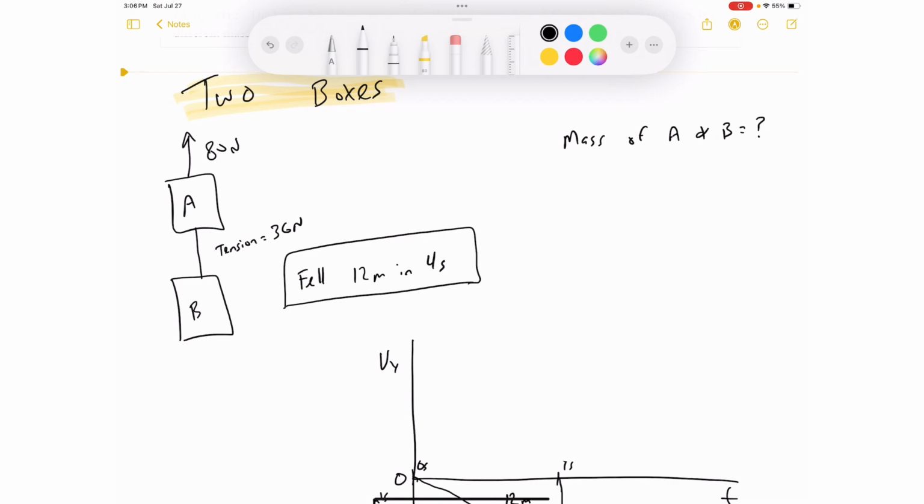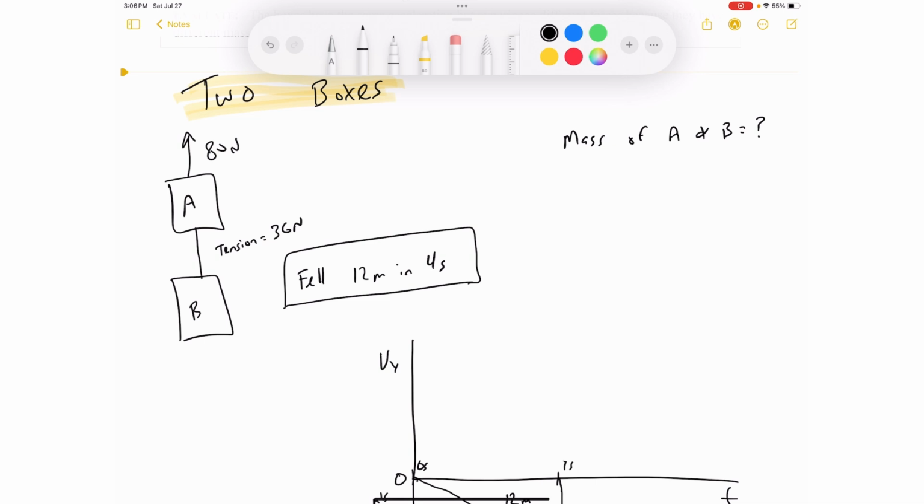Okay, so what we have here is two boxes, A and B. A has a mass of A, and B has a mass of B. And we have 80 newtons pulling up on box A, and some tension between A and B with a massless or almost massless rope.